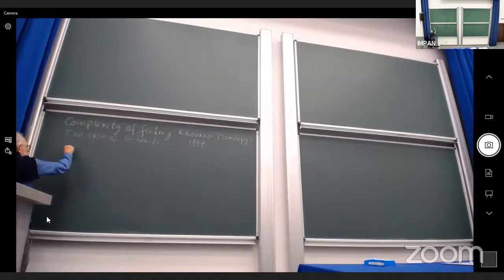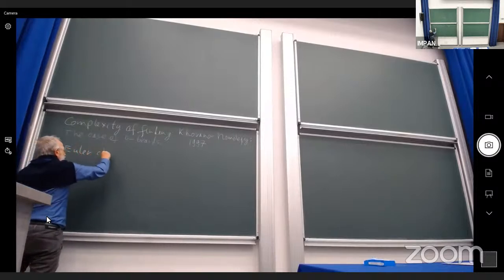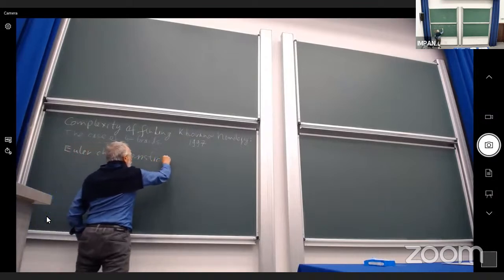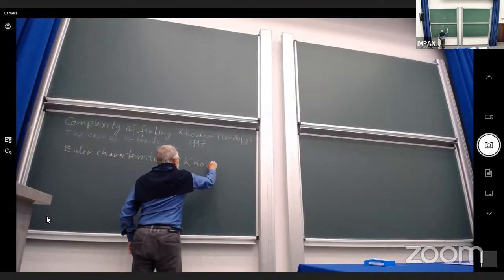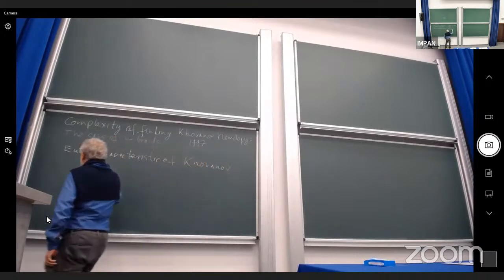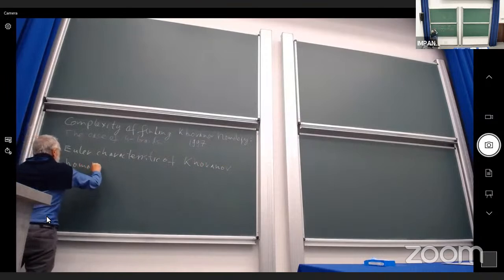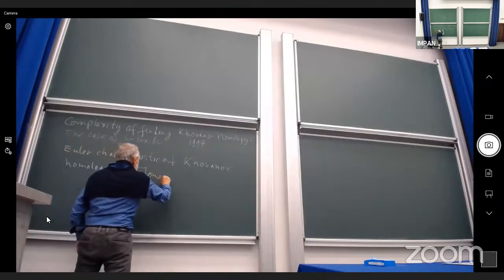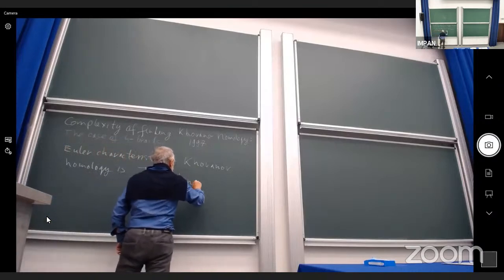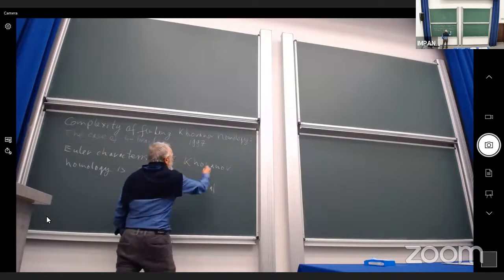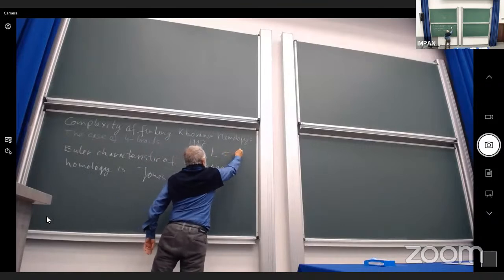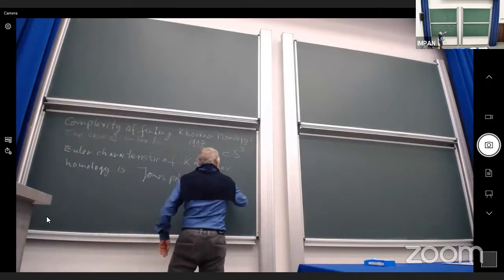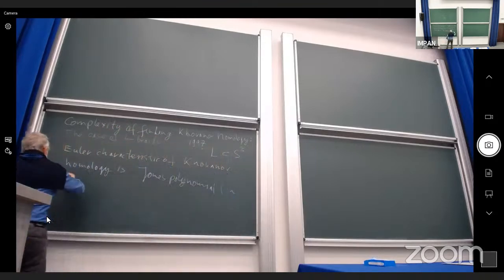Khovanov homology, Jones polynomial. So what is the setting? The setting is always that we have a link in S3, or R3. So the Jones polynomial in the Kauffman bracket version.